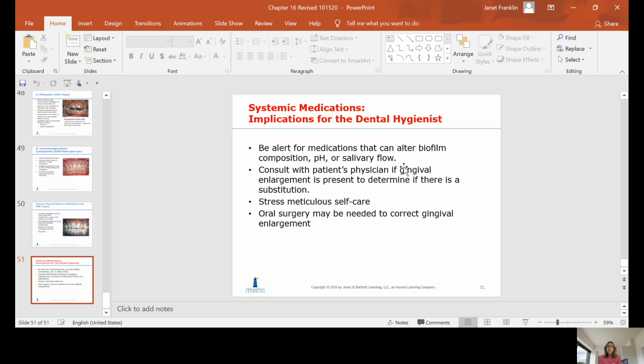Educating the patient on it. Stress meticulous self-care. Educate the patient on the type of medication they take and how they should be meticulous with their home care so that they don't have too much plaque buildup. It's hard to clean around those thicker gum tissues. Not that it can't be done, but it requires very meticulous self-care. And if a patient is not educated enough to know to be really good with their self-care, they might not be. And that concludes our discussion about risk factors.